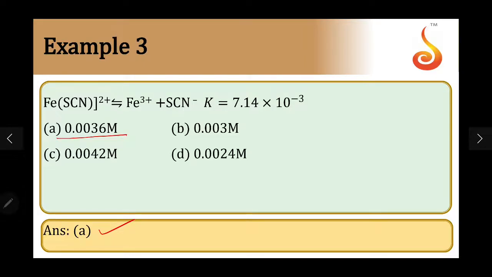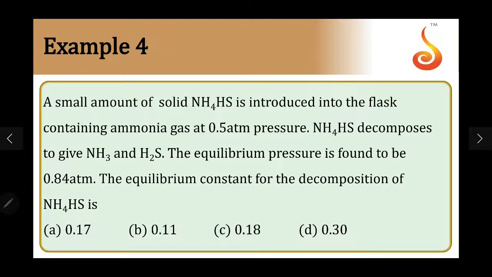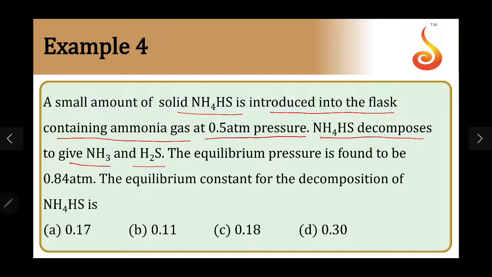We'll go to example 4. In this case, it's a heterogeneous equilibrium again. A small amount of ammonium hydrogen sulfide is introduced into the flask containing ammonia gas already at 0.5 atmosphere pressure. Further, the ammonium hydrogen sulfide decomposes to give again ammonia and H2S, and the total equilibrium pressure is found to be 0.84 atmosphere. What is the equilibrium constant for this particular dissociation? Okay, so we'll take the solution.